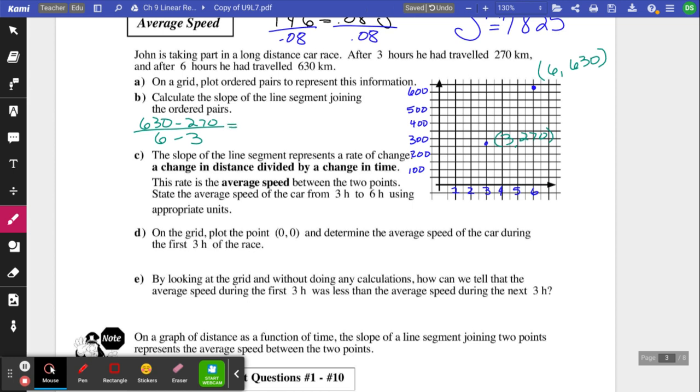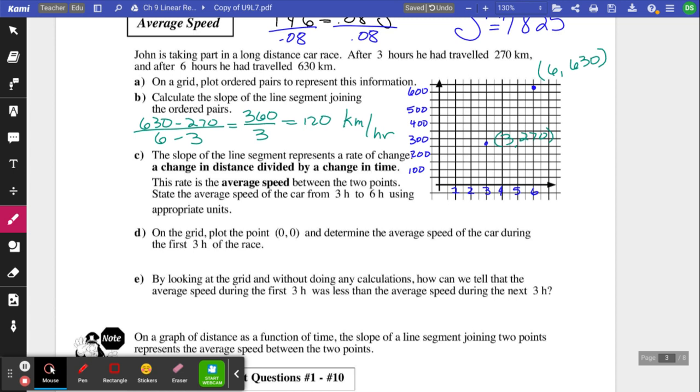Okay, what is that? 60 over 3? Oh no. No. 300. What? Right? 630 to 270 is how far? 330? 360? There. Better? Okay, so finish. So you get 120. 120 what? Kilometers per hour. All right. So just know your units.